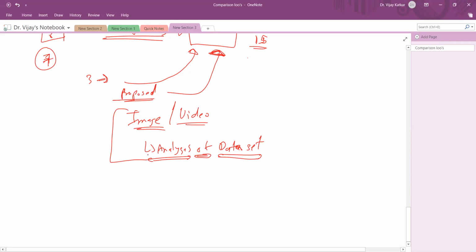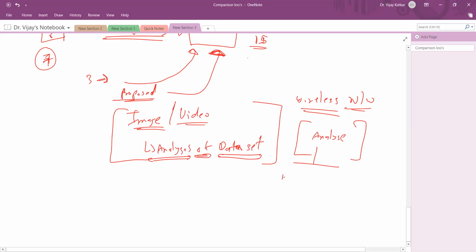Then there was one query from a madam regarding wireless sensor networks, and she's trying to do some malicious data identification. So this should be your first step also, since it is a wireless network and you want to identify malicious behavior in it. Then what you should do? You should first analyze the data and present your findings, that what is malicious data and what is non-malicious data.